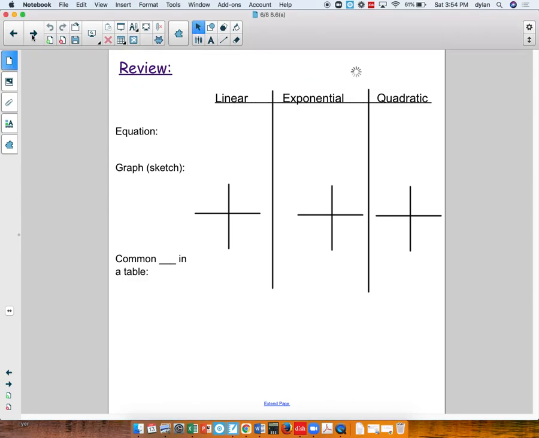All right, so we're going to start by looking at some of the key characteristics of linear, exponential, and quadratic functions. And at this point, you know enough information to fill out this entire table except for the bottom right-hand corner because we haven't talked about, when we look at a table, what the common something is in that table. So I want you to take a moment, see if you can fill out as much of this table as you can on your own. This is really good review. And then resume the video as soon as you're ready.